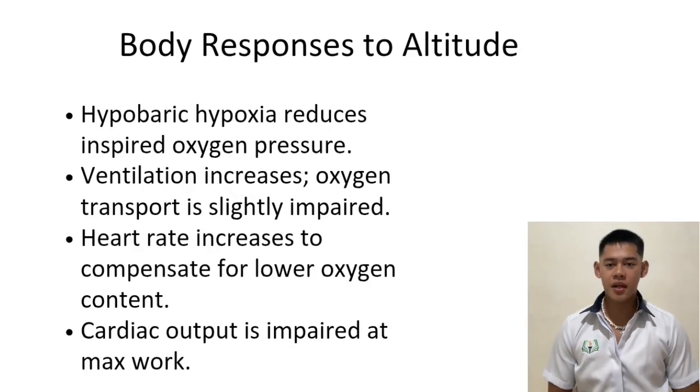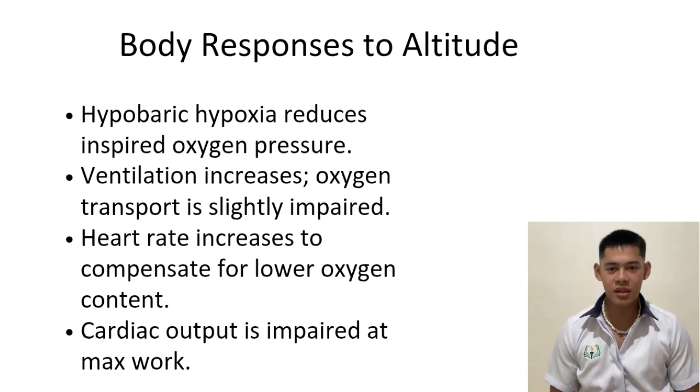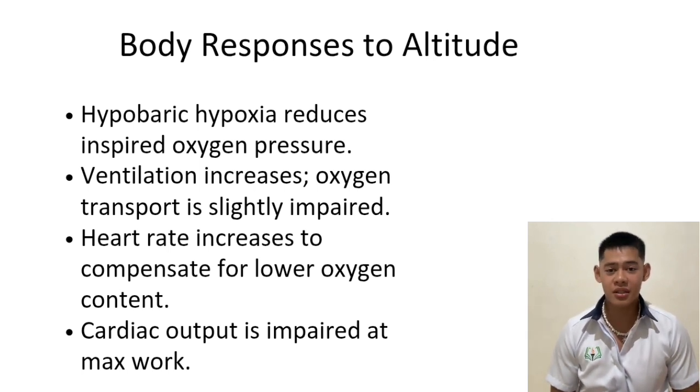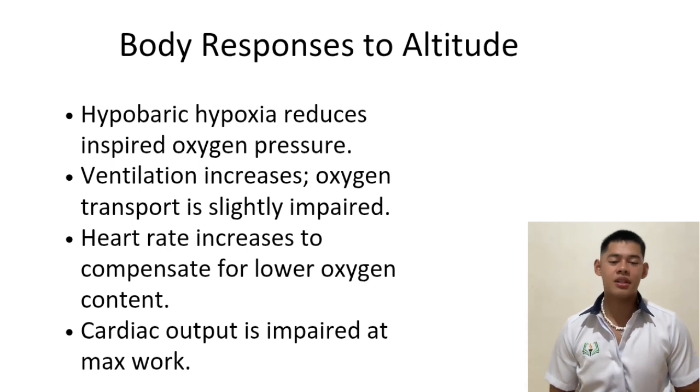The body's response to altitude. The body faces hypobaric hypoxia, a state where less oxygen is available in the air. As a result, we breathe more rapidly and our heart works harder to circulate oxygen. Initially, red blood cell concentration increases due to the lower plasma volume. However, during intense exercise, the reduced oxygen delivery to the tissue becomes a major limitation.